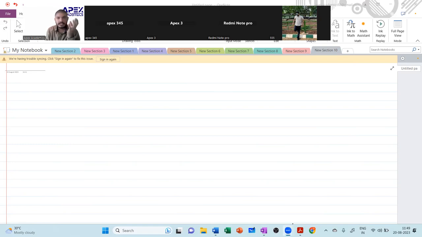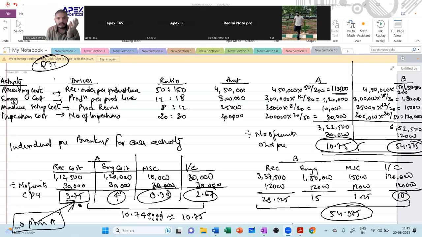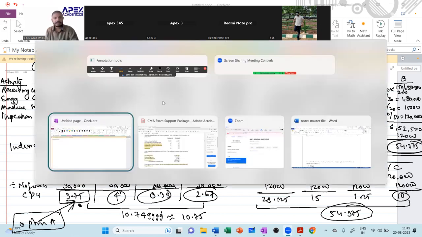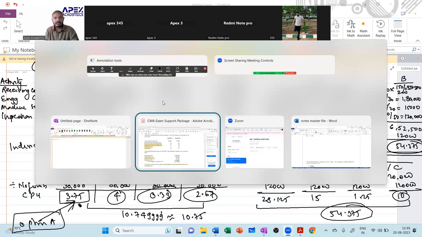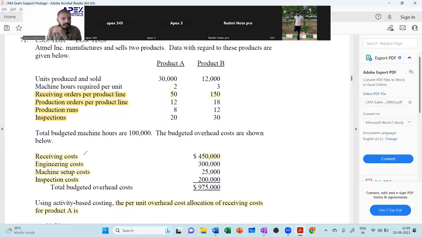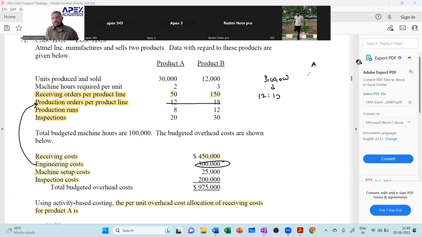Can you explain engineering cost again? Why not? Engineering cost is based on production orders per product line. It has a ratio of 12:18. What is your engineering cost? 3 lakhs. So 3 lakhs has to be allocated to A and B. In what ratio? 12:18.